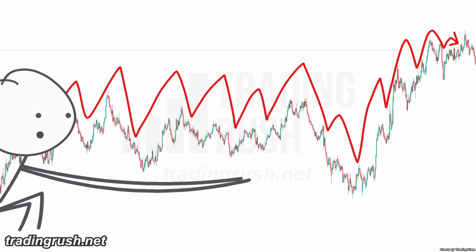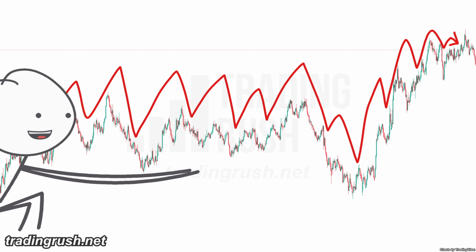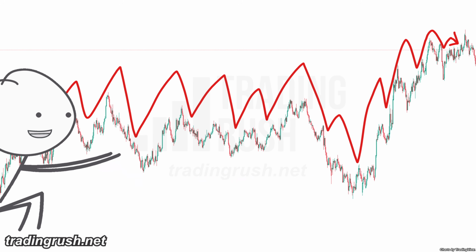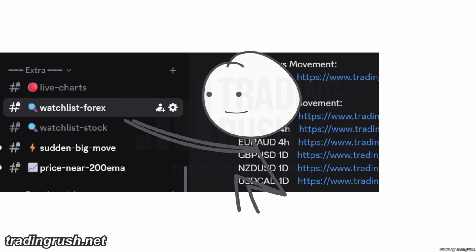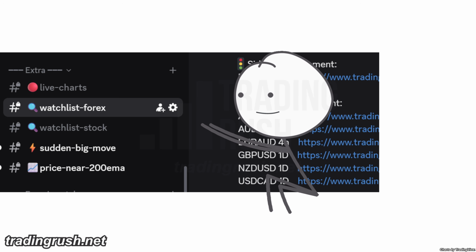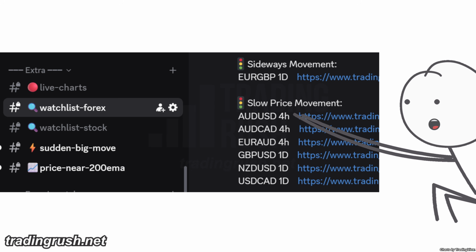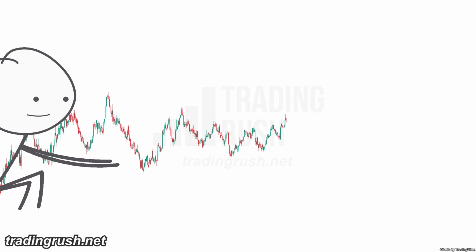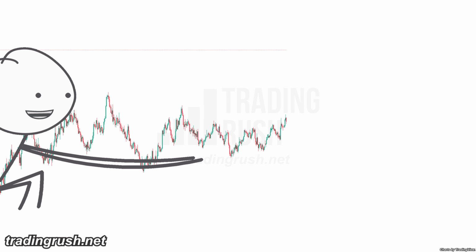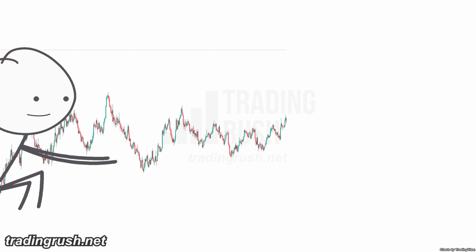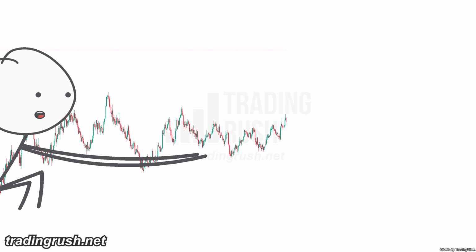I told you this Euro USD chart is in a range and showing bad movement, and that's why the win rate was low. But you see, on the Trading Rush Discord server, I have a section where I put Forex pairs in the sideways and slow movement categories. The thing is, a while back, when the Euro USD daily time frame was moving like this, I had put it in the slow market movement category as well.